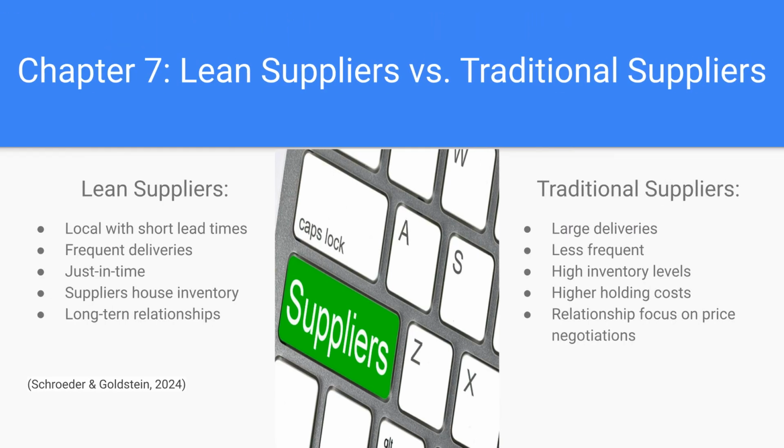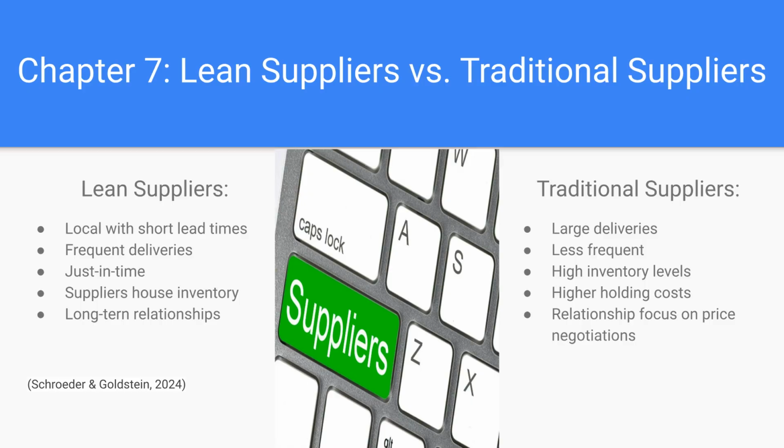In chapter 7, we're going to look at lean suppliers versus traditional suppliers. Lean suppliers tend to be local and have short lead times. They may make several deliveries a day to the same location. This is a way of passing your inventory holding costs to the supplier. Building a long-term relationship with your supplier can help ensure reliable supply at a specific price.